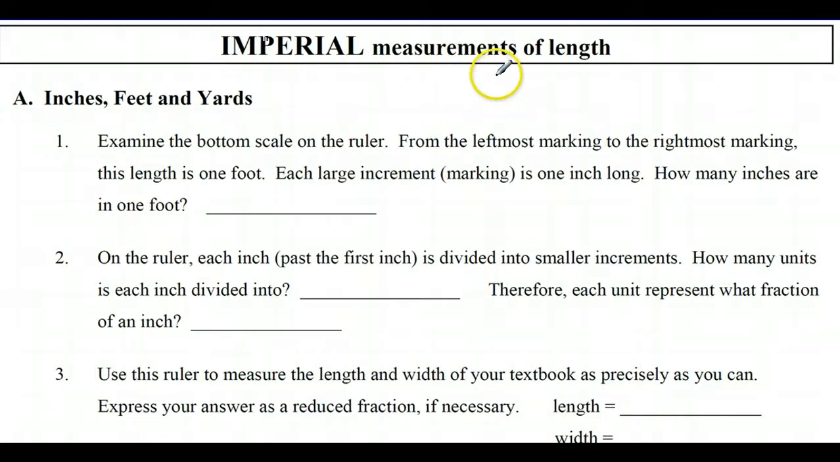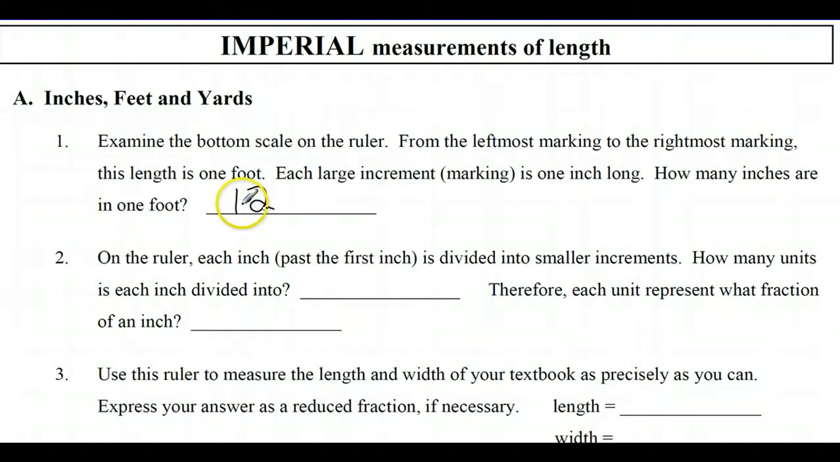Imperial measurements of length. We'll take a little longer with this. You're not as familiar with these, surely. Examine the bottom scale on the ruler. From the leftmost marking to the rightmost marking, the length is 1 foot. Each large increment is 1 inch long. How many inches in 1 foot?